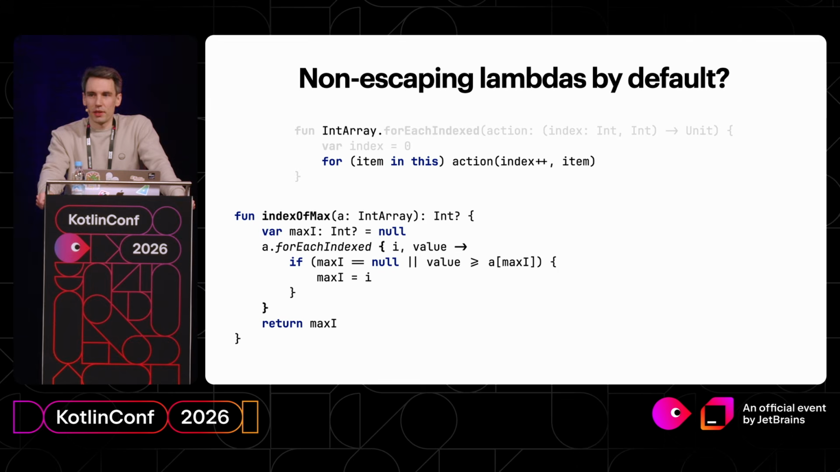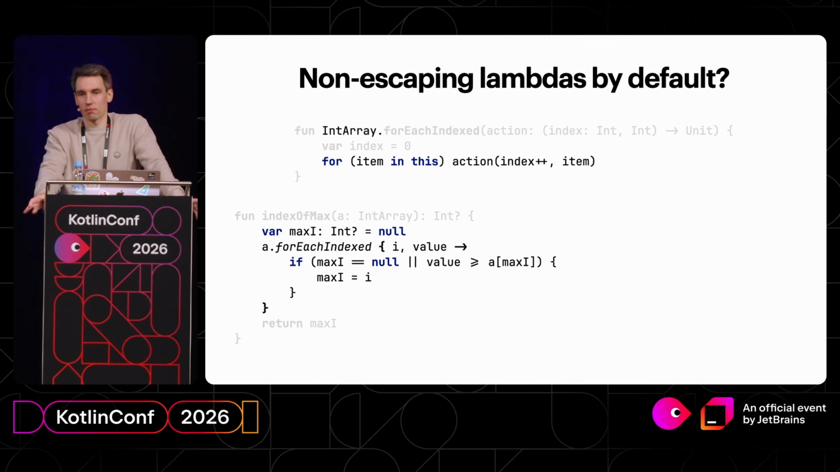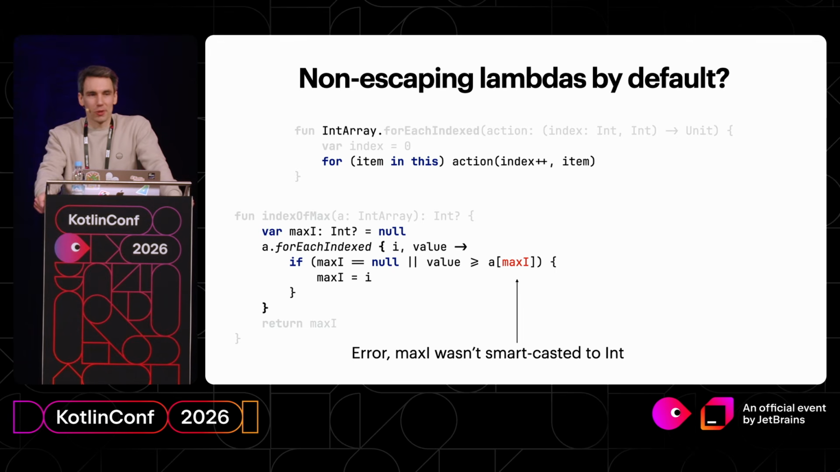It can be useful because we can then use it to find the index of the maximum element in an array. Again, we just iterate through the array, remember the maximum index of the current state, save it to maxI, and that's it. However, if you try to run this program on Kotlin 1.9 or earlier, there will be an error, because this maxI wasn't smart-casted to int. It's still nullable, which means that we cannot use it to retrieve the element of an array, even though we checked it earlier in this if statement.